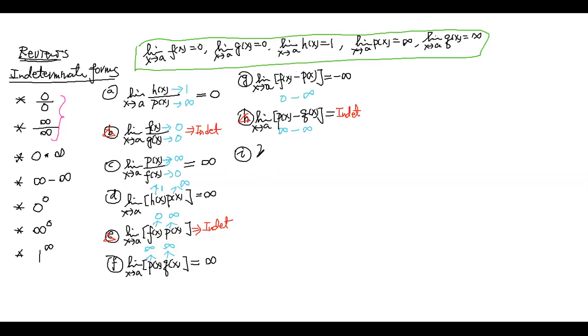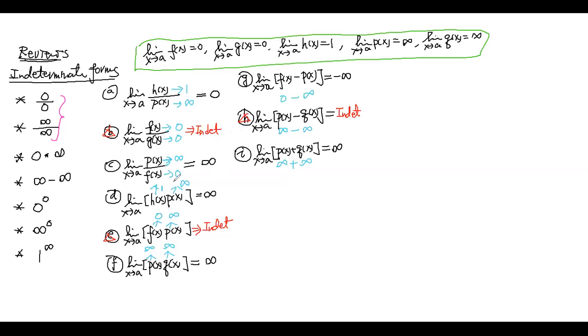Now let's take a look at I. It is the limit as x approaches a of p(x) plus q(x). Let's take a look again. p(x) is infinity and q(x) is infinity. So I have two infinities, and when I add them, I still get infinity. So this is determinate, and I know the limit is infinity.